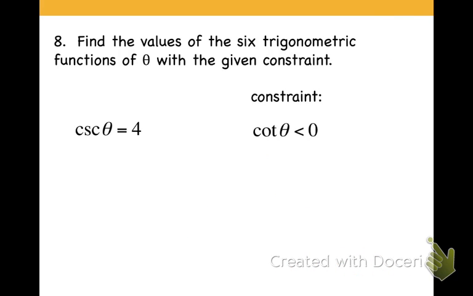Same idea here. I want you to try this. First thing you need to do is figure out which quadrant you're in. So you're going to use All Students Take Calculus or Add Sugar To Coffee, whichever one you like, doesn't matter. But first you need to figure out, using the fact that cosecant is positive and cotangent is negative, which quadrant we're in. Remember, if cosecant is positive, that means sine is positive. And if cotangent is negative, that means tangent is negative. So using those, try and figure it out, draw it in, and then list out all 6 values.